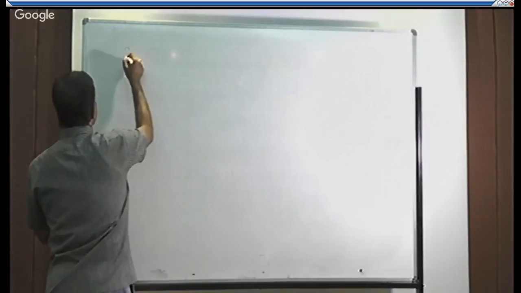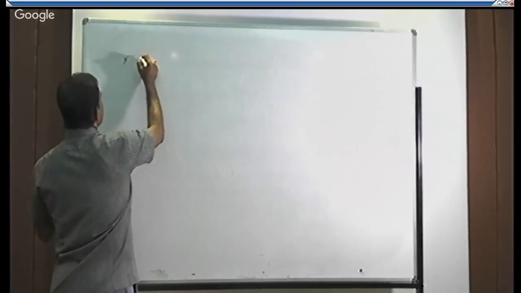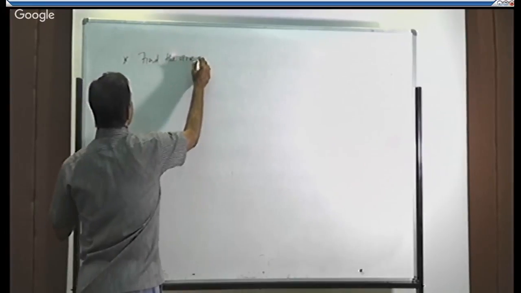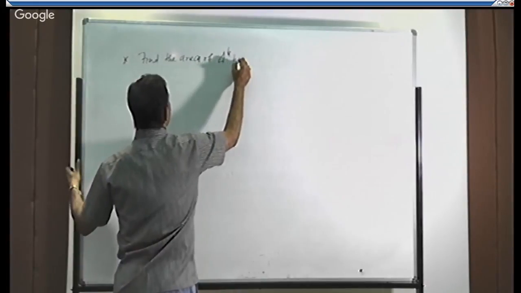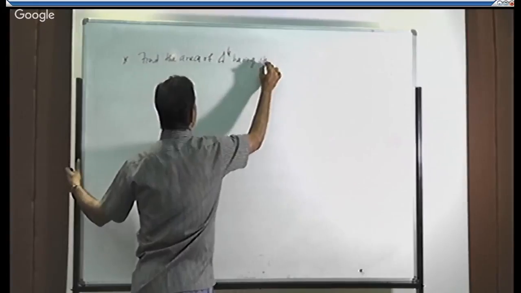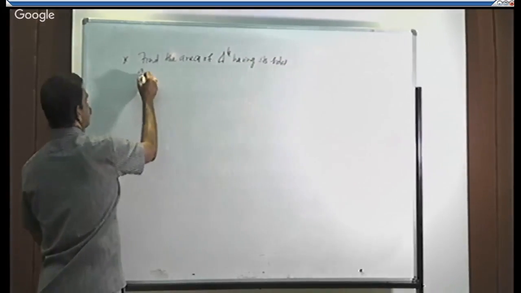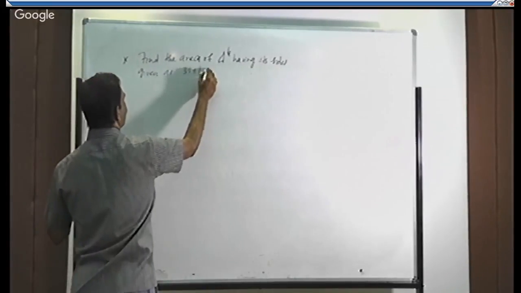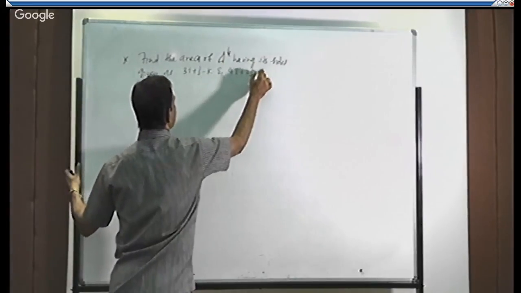Let's work out the problem on area of triangle. Find the area of triangle having its sides given as 3i plus j minus k and 4i plus 2j minus k.